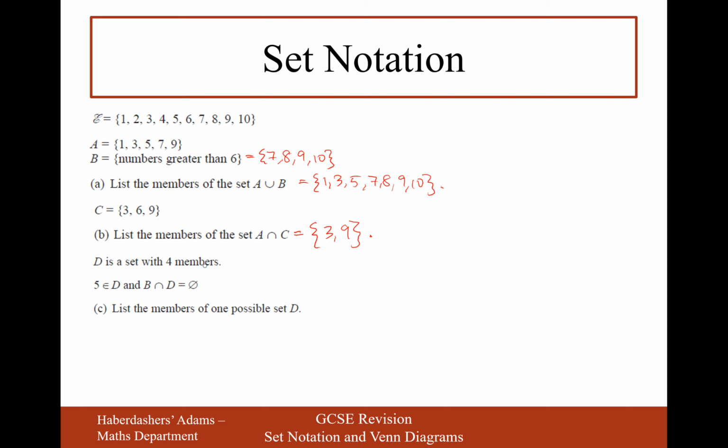D is a set with 4 members. 5 exists in D, and B intersection D is a null set, so there's nothing in common between B and D. List the members of one possible set for D. So I know 5 is in D, that's a given. And I know that nothing else will be shared with the set B, so none of the elements 7, 8, 9 or 10 will be in set D. So I just need 3 more elements: 1, 2, 3. And there we are, that's the answer to this question.